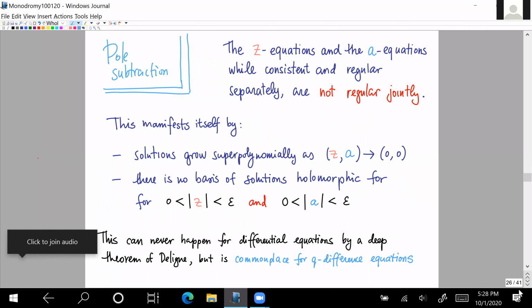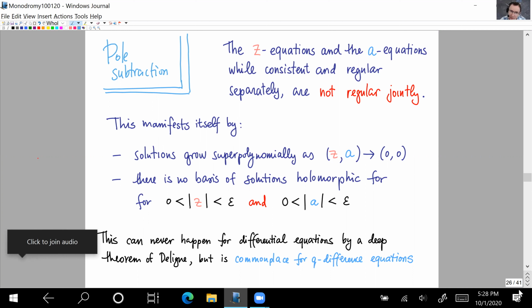So let's go back to that pole subtraction. This will be a completely concrete discussion. If you're lost in some categorical or higher stuff, this is elementary math. Suppose I have an equation in two sets of variables, like I had for Q hypergeometric functions. I have two kinds of variables, and I said that in each one of them the equation is regular.